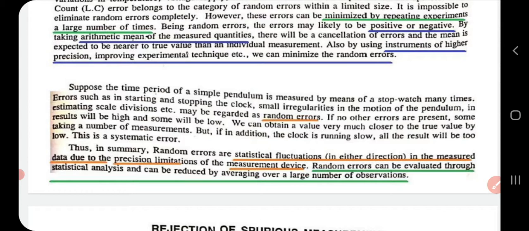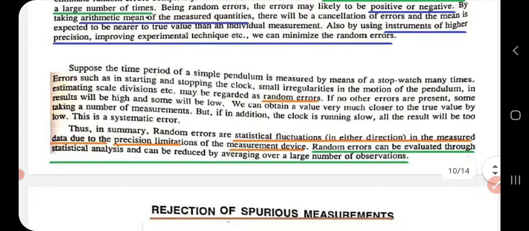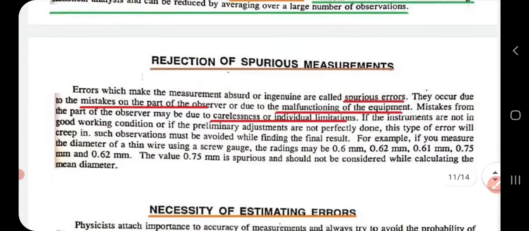Okay, for random errors there is another definition. They are statistical fluctuations in the measured data due to precision limitations of the measuring device. That is, they can be evaluated through statistical analysis and can be reduced by taking the mean value or averaging over a large number of observations. So random error is also important.